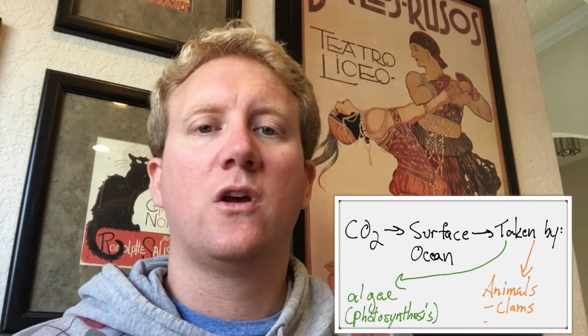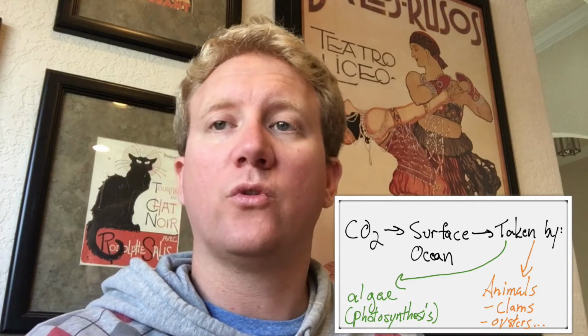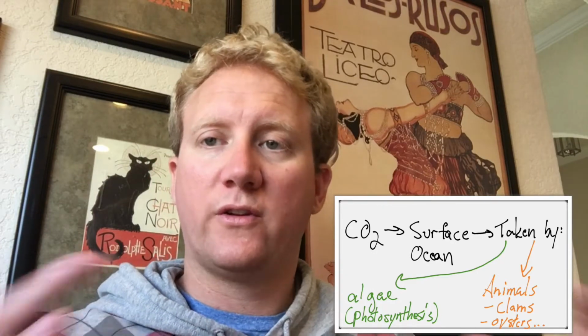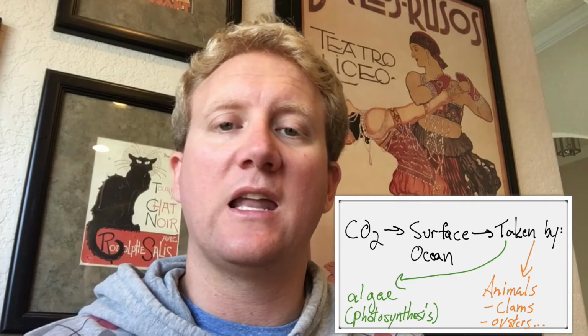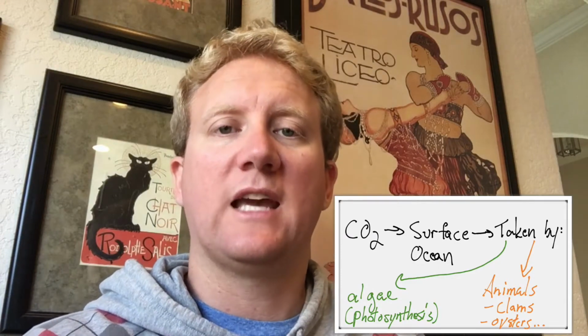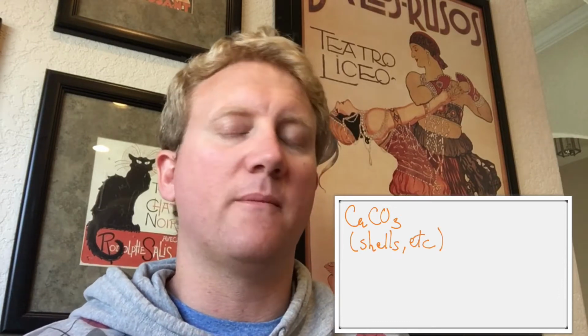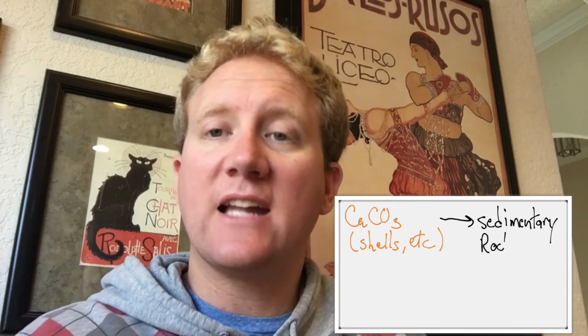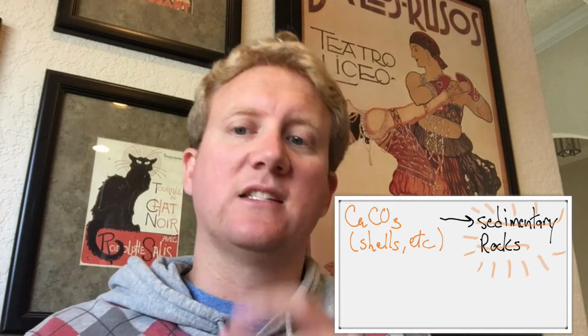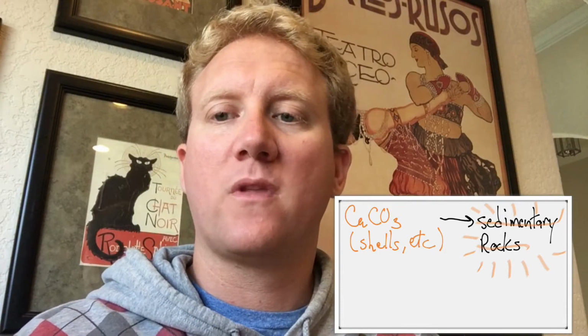Clams, oysters will use it to make their shells. Coral will use it to make the coral reefs that we have. And then that becomes calcium carbonate. So it's still carbon. And then what happens is when those animals, those oysters and coral and clams and mollusks, all those different mollusks die, the shells sink to the bottom, they get buried, and they become sedimentary rocks. And that's the part of the cycle that we're looking at today, is that sedimentary rock part.